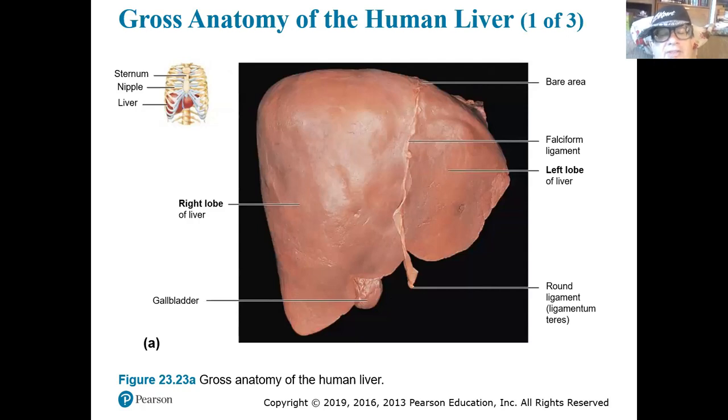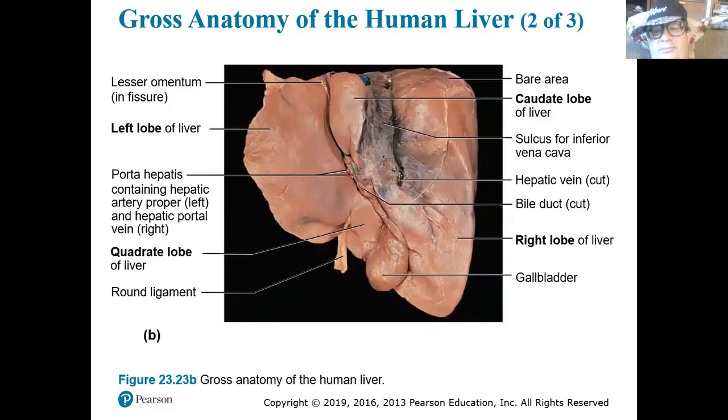All right, so here we're looking at the liver from above, okay? And the right lobe is huge, and the left lobe is a lot smaller. You can see the gallbladder back here underneath. If you flip it over, that's when we're going to see the caudate. Anyway, but you see the two ligaments, the ligamentum teres or round ligament, and the falciform ligament.